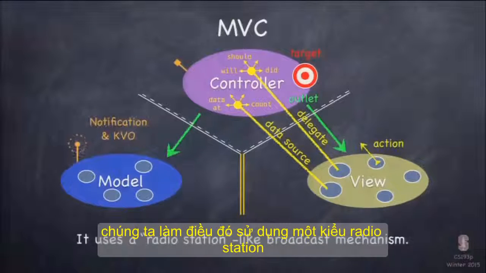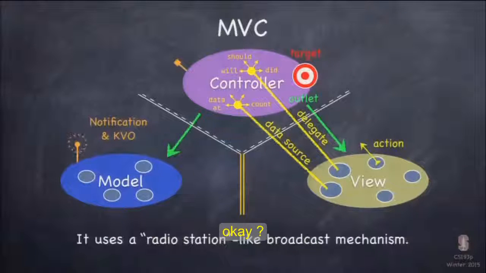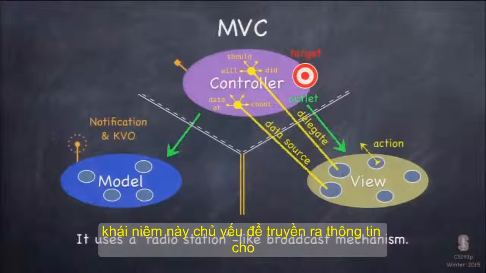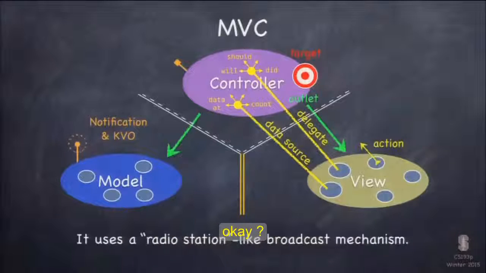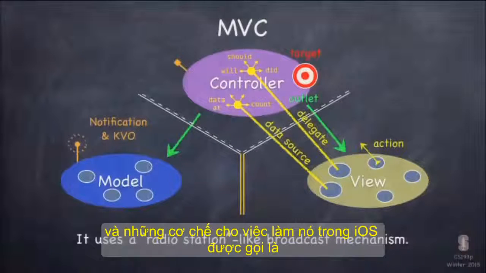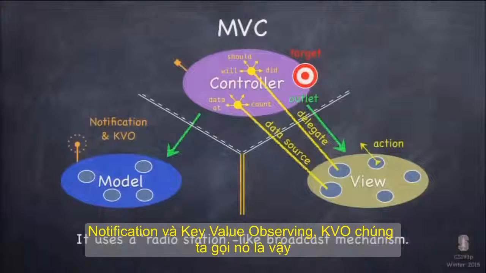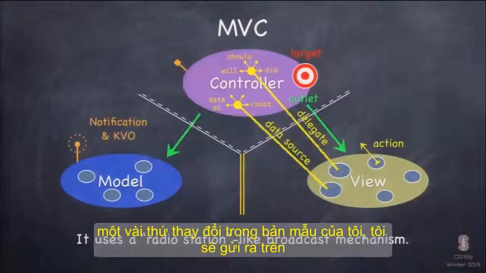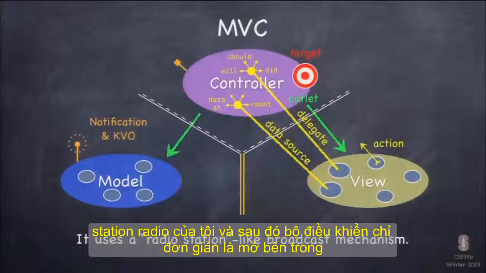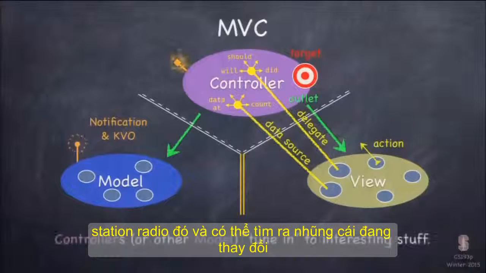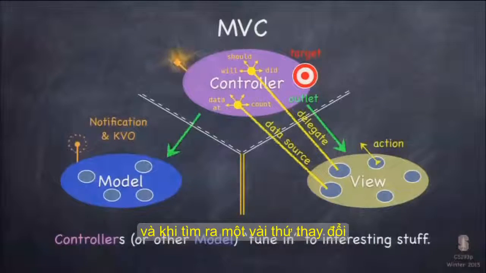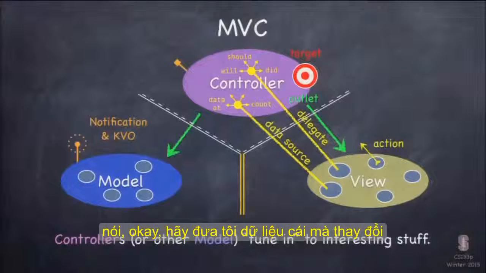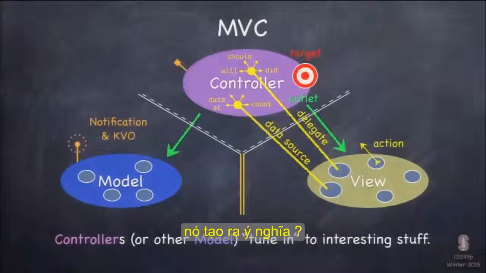We do that using kind of a radio station model. The model will use this concept to essentially broadcast information to anyone who's interested. And the mechanisms for doing this in iOS are called notification and key value observing, KVO we call it. And so the model can just say, anytime something changes in my model, I'm just going to broadcast on my radio station. And then the controller simply tunes into that radio station, and it can find out things are changing. And when it finds out something changes, it's going to communicate via its green arrow to the model and say, okay, give me that data that changed. Right? Does that make sense?